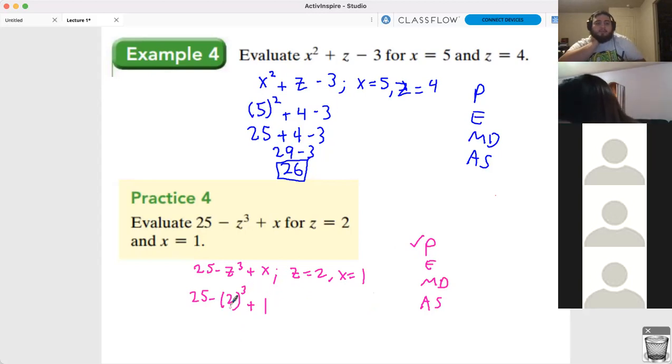Yes. 2 to the third power, which is 2 times 2 times 2, which is what, ladies and gentlemen? 6. Ah, that's 3 times 2. Okay. So it's 2 times 2 times 2. So 2 times 2 is 4, times another 2.